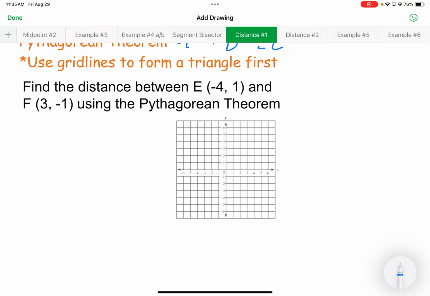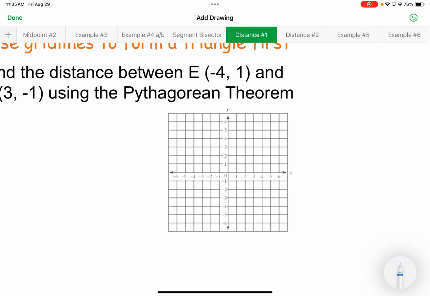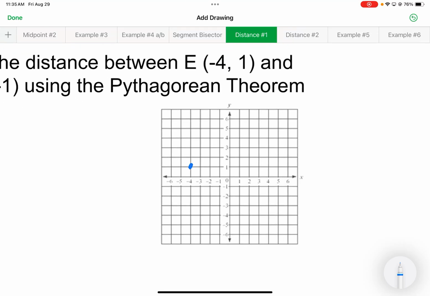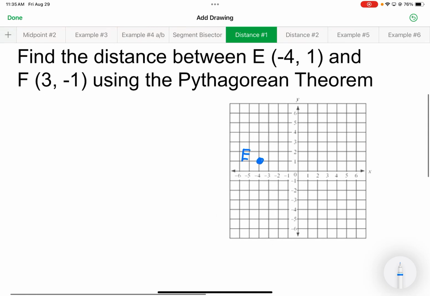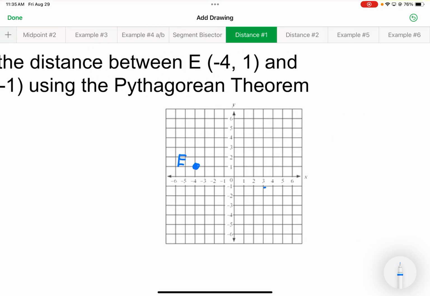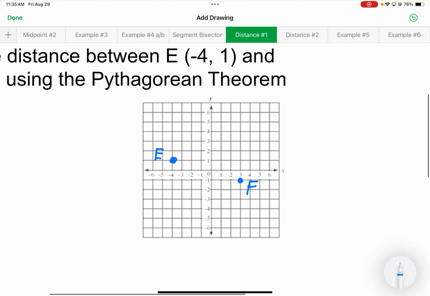They tell us E is -4, 1. So I'm going to graph it. I'm going to start by graphing E, so -4, 1. That's E. And then F is 3, -1. So 3, -1 is right down there. Okay? So somehow what I need to do is I need to find the distance between these 2 points. I'm going to use my ID badge to draw a straight line.